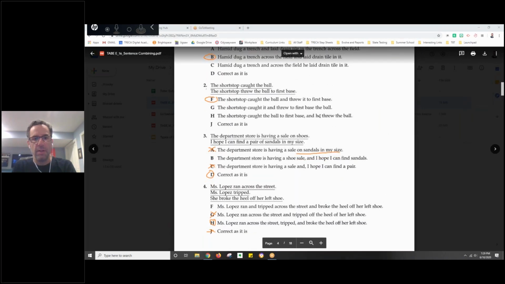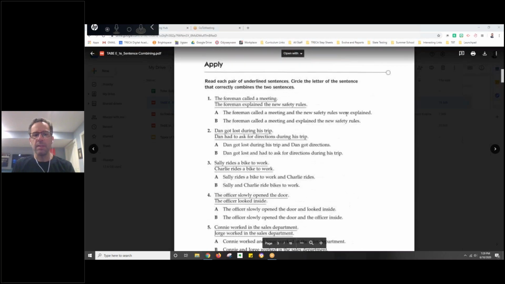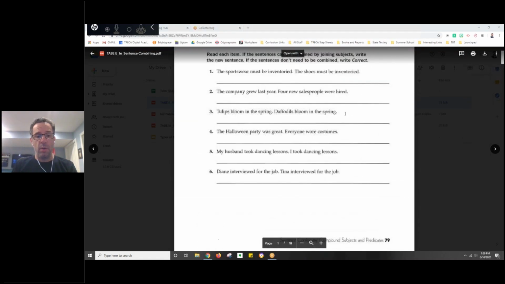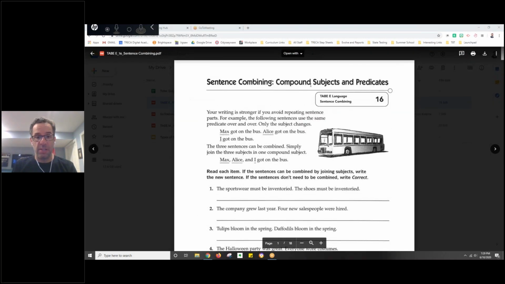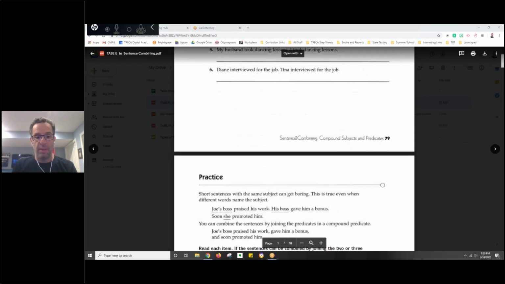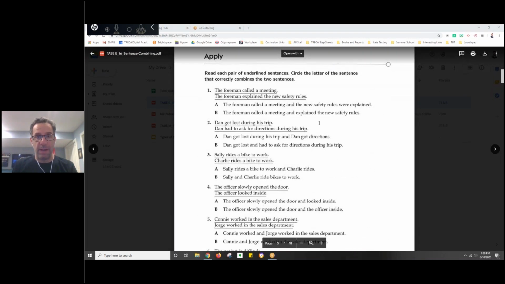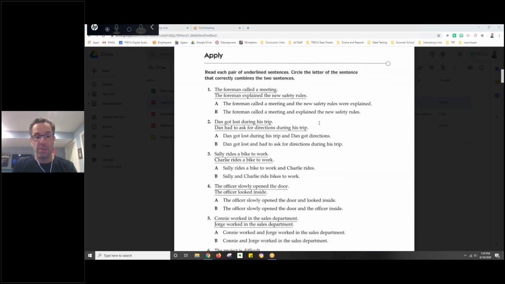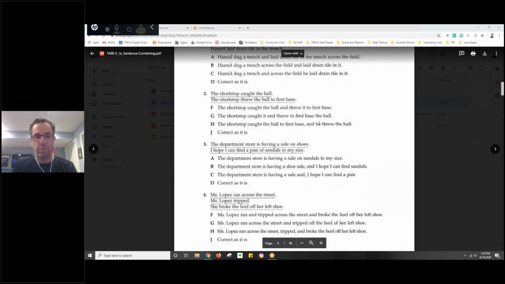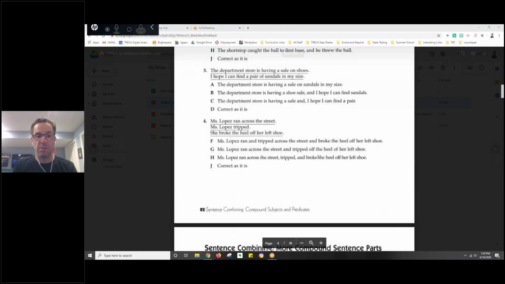So that was combining sentences, the first part of this worksheet. Let me get rid of the drawings. So again, just a quick review. We were looking at combining sentences with compound subjects, and then that's in this page. And then we did some practice. The next page was applying compound sentences and compound predicates. So we did pages up through 82. The next one will be more compound sentence parts.